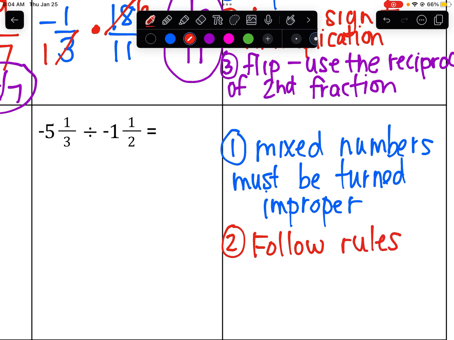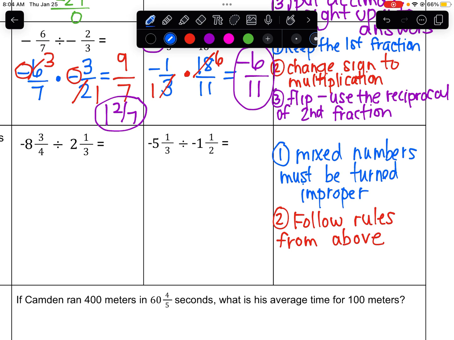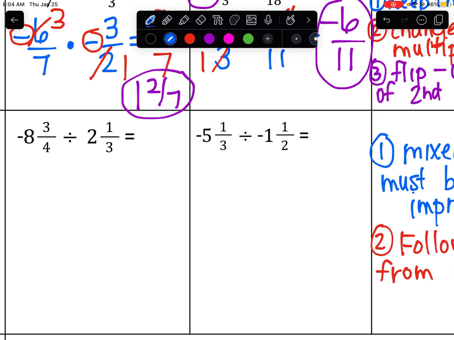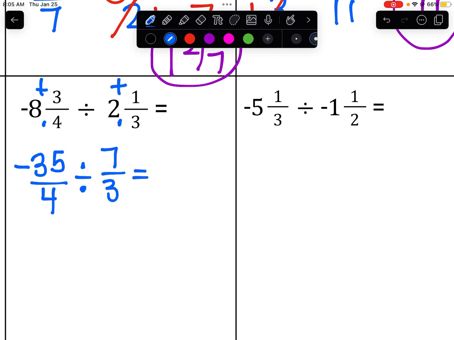We're still going to keep, change to multiplication, and flip the second fraction or use its reciprocal. So let's go mixed numbers first. 2 improper fractions. 8 times 4 is 32, plus 3 is 35. Keep the denominator, and don't forget to bring that negative with it. I'm going to write it as division for now. 3 times 2 is 6, plus 1 is 7. Keep the denominator. So now I'm going to go follow all those rules from above.